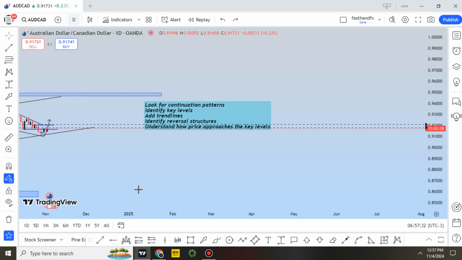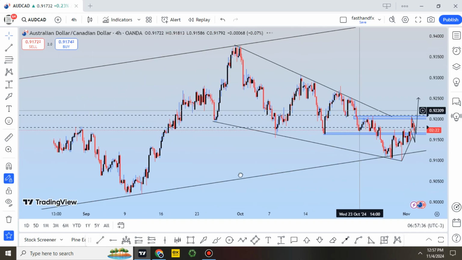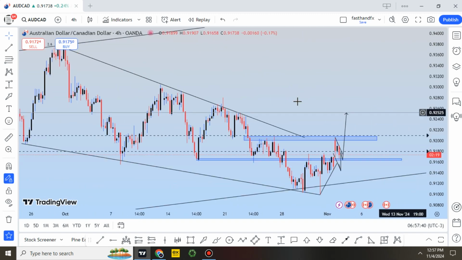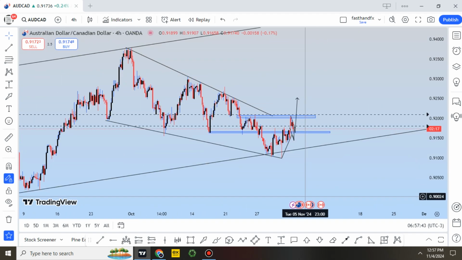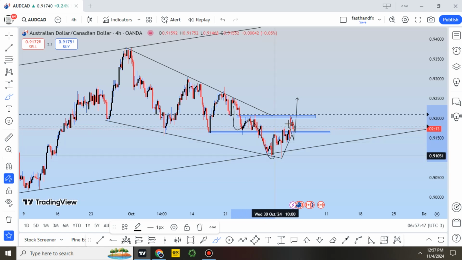Is the market giving us any reversal structures? Let's go to the H4 real quick right there. Right now, this is what we see based on the H4. Now, if you want to identify any kind of a reversal structure, for me, I'm seeing that the market is trying to give us a left shoulder right there, head.